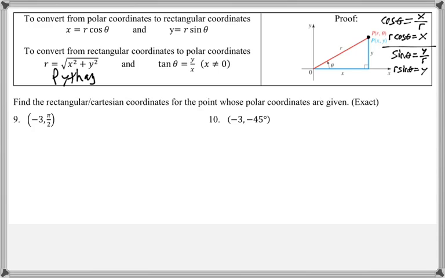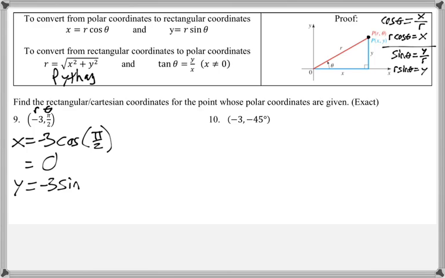So with number 9, it says find the rectangular Cartesian coordinates for the point whose polar coordinates are given. This is our r, this is our theta. So x is equal to -3 times the cosine of pi over 2. And if you look at the unit circle for cosine of pi over 2, it's 0. So 0 times -3 is 0. And y is equal to -3 times sine of pi over 2. Sine of pi over 2 is 1, so -3 times 1 is -3. So my point would be 0, -3.